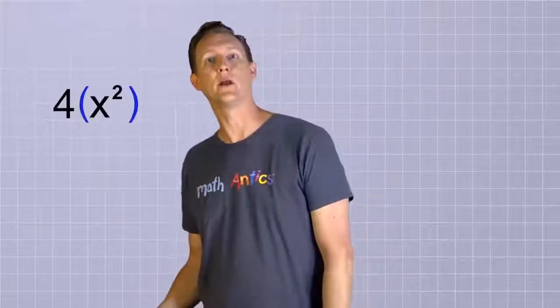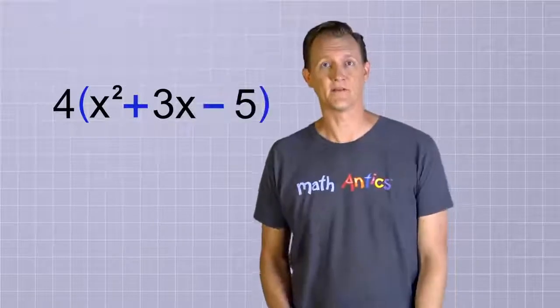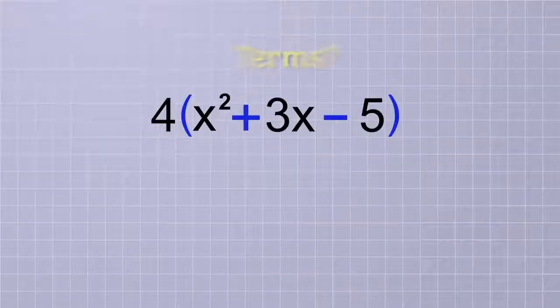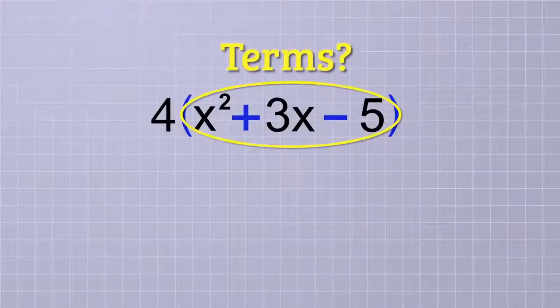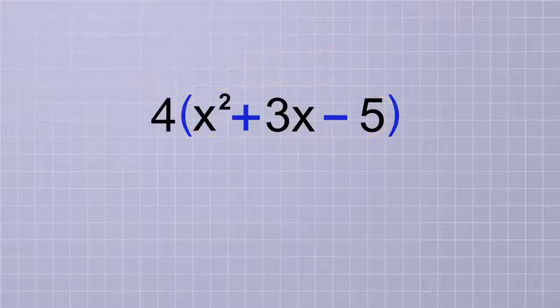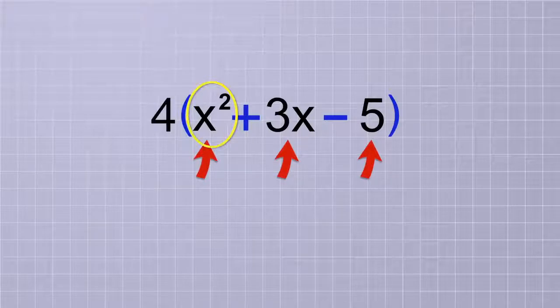Let's try another example of a factor times a polynomial. 4 times the group x squared plus 3x minus 5. First, we need to identify the terms of this polynomial, so when we distribute the factor, we just make one copy of it for each term. This polynomial has 3 terms, x squared, positive 3x, and negative 5.